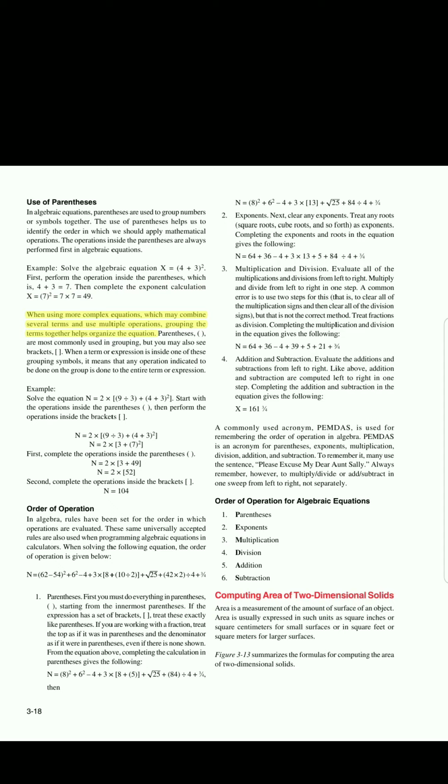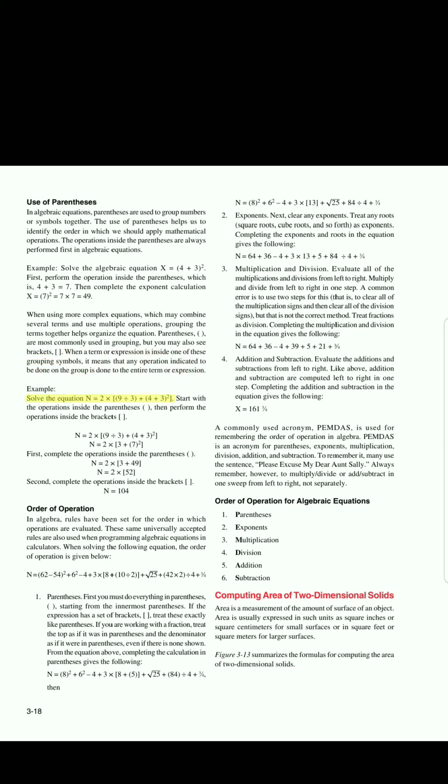When using more complex equations, which may combine several terms and use multiple operations, grouping the terms together helps organize the equation. Parentheses are most commonly used in grouping, but you may also see brackets. When a term or expression is inside one of these grouping symbols, it means that any operation indicated to be done on the group is done to the entire term or expression.